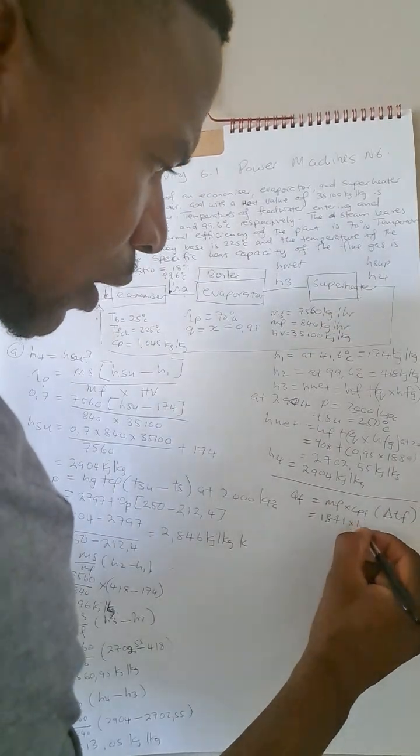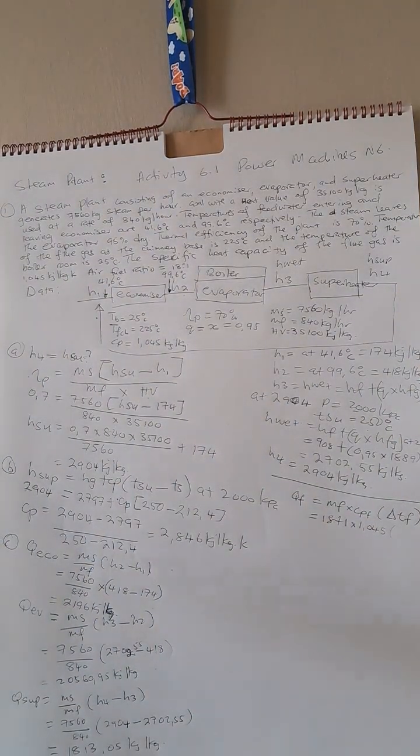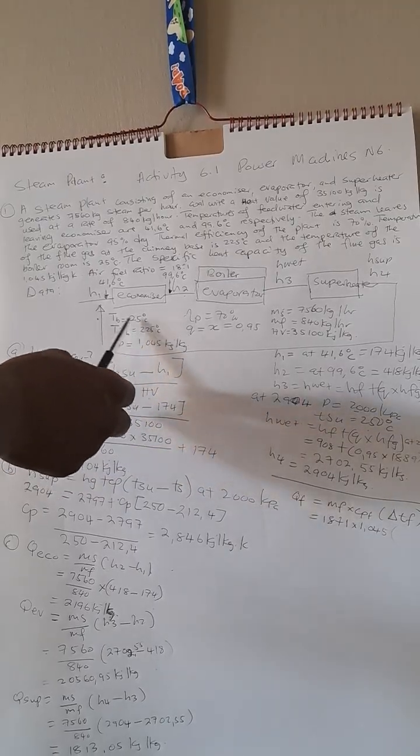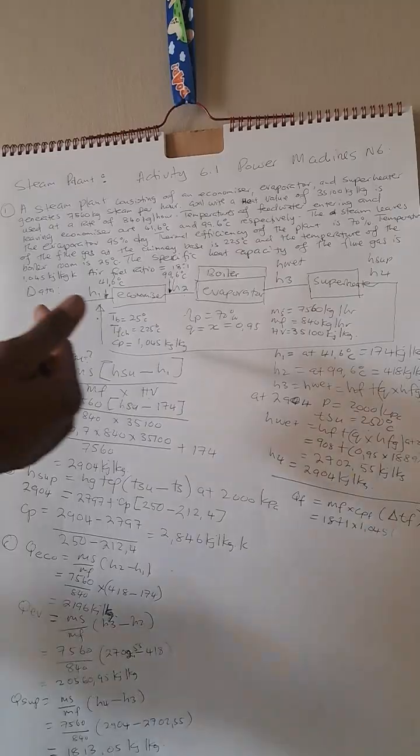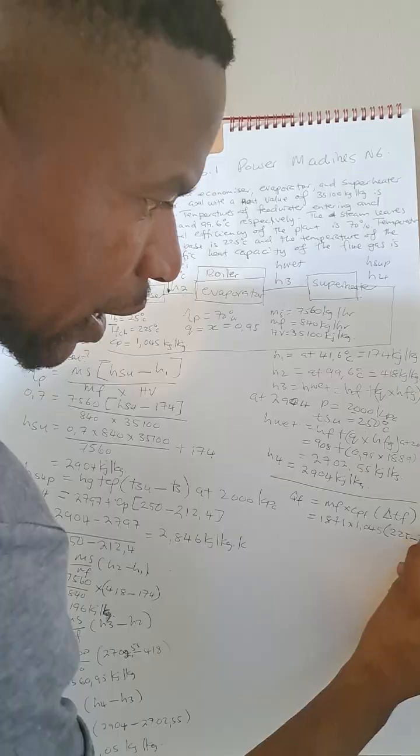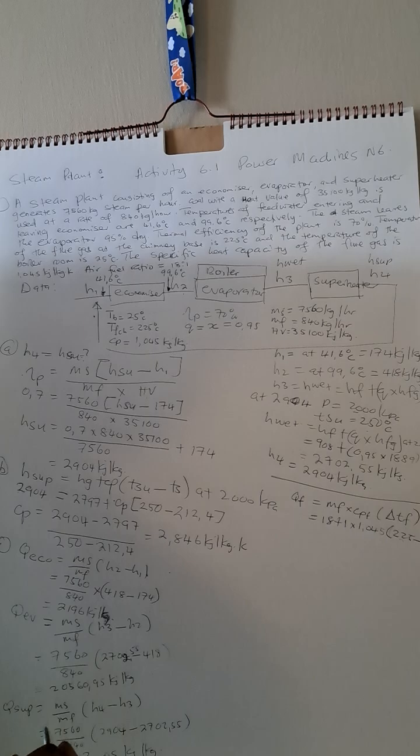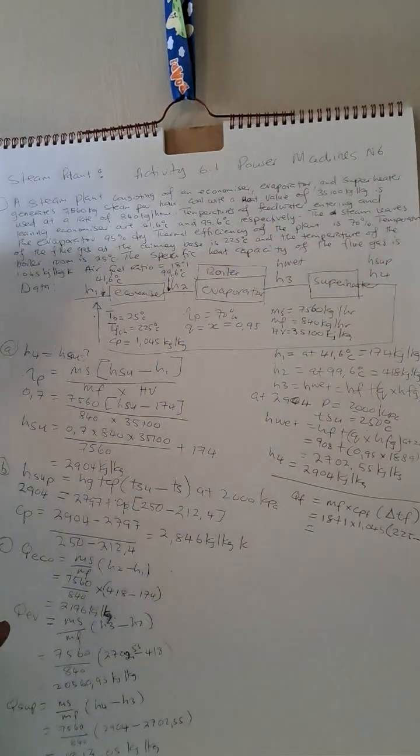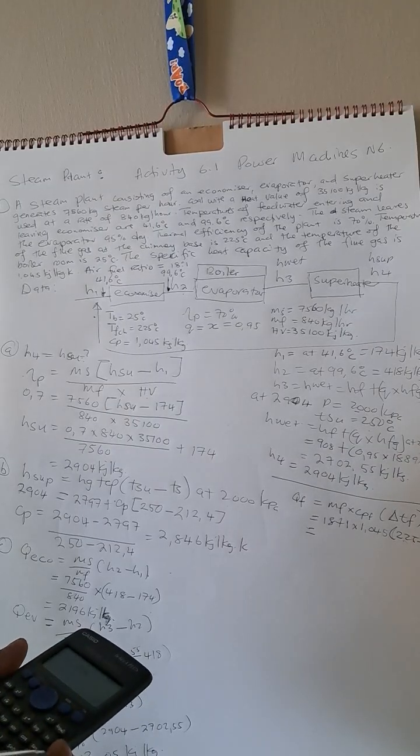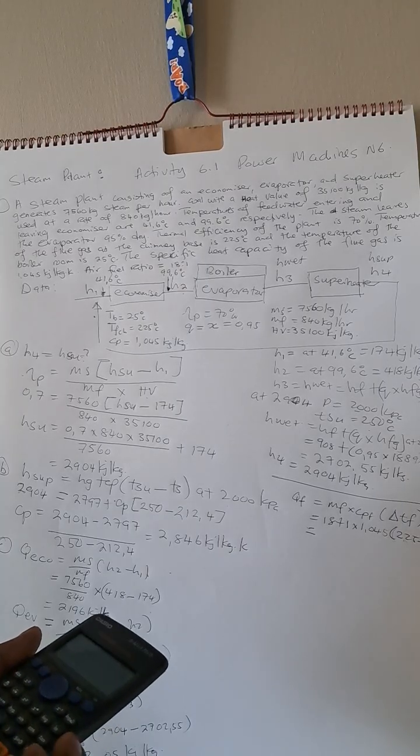The CP given is 1.045. The temperature of the flue gases we are given is 225 at the chimney base, minus the temperature inside the boiler house. So it's 225 minus 25, where 225 is the temperature at the chimney base and 25 is the temperature inside the boiler. So let's get our answer: 19 times 1.045 times (225 minus 25).